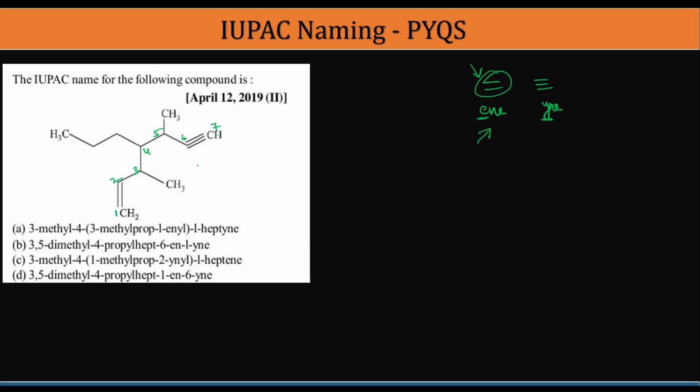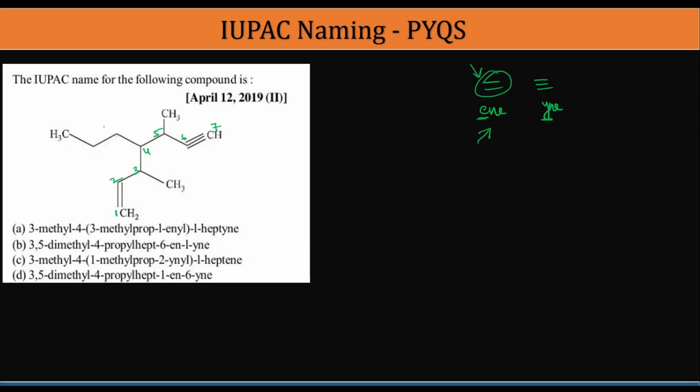In that longest chain, it should contain most of the substituents, and it should include all the groups. Here, the double bond and triple bond I have covered. So how can you write the naming now? It's just simple.